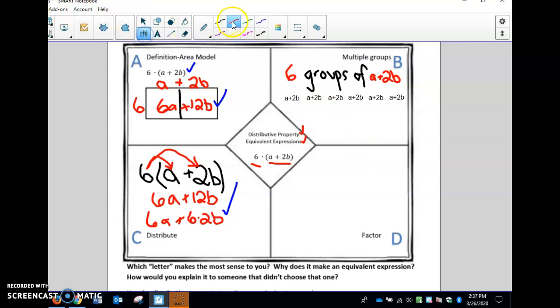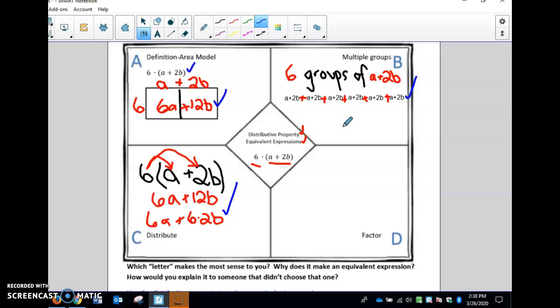I've got a plus 2b plus a plus 2b plus a plus 2b plus a plus 2b, and you can see it's a little bit longer and kind of a pain. But this whole thing is an equivalent expression that is also equivalent to 6 times a plus 2b, because I've got 6 equal groups of a plus 2b all added together using repeated addition, which is the same as multiplication.